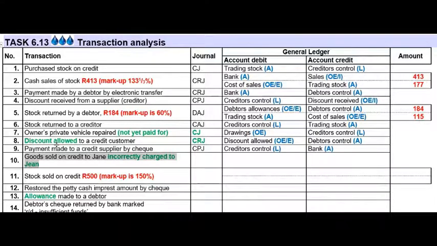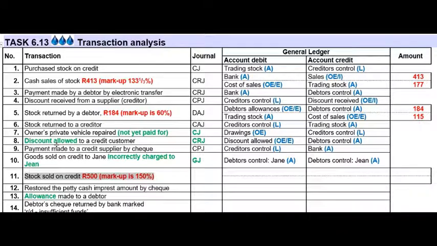Then goods were sold on credit to Jane. But the thing is, it was incorrectly charged to Jean. So important, this is not a DJ transaction. The mistake happened when we charged it to the debtor in the debtor's ledger. To fix this, we recorded in the general journal. The account that will be debited is the debtor that actually bought the stock, Jane, and the account that will be credited is the debtor that didn't buy the stock, Jean. So both of them are debtors control.